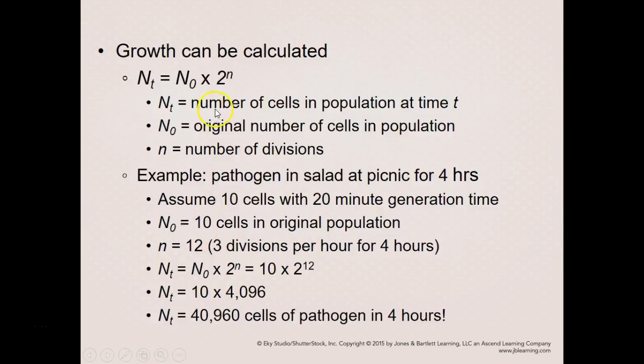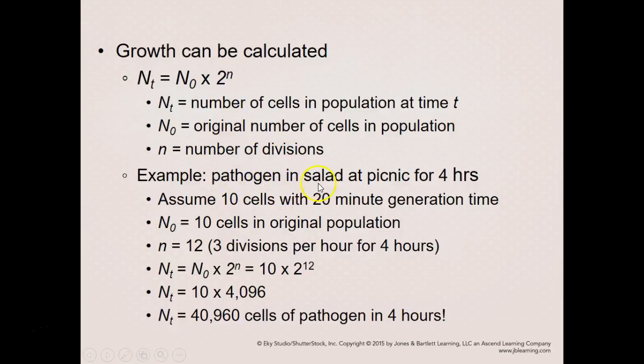This is the equation that we use to calculate growth of bacteria, or generation time of bacteria. So we start with N sub T, which means the number of cells in a population at any given time T. N sub 0 is the original number of cells in a population, so this would be before any replication occurred. 2 to the nth power is the number of divisions that have occurred.